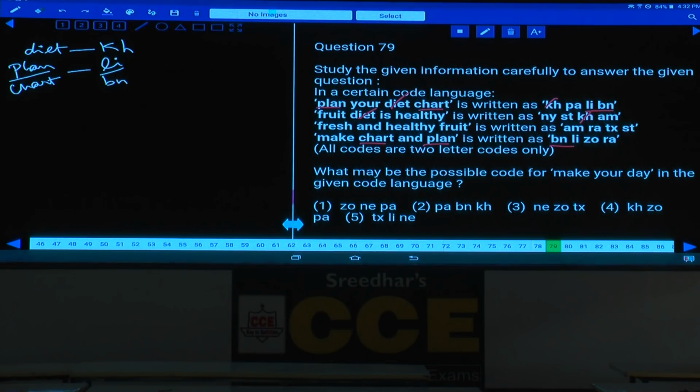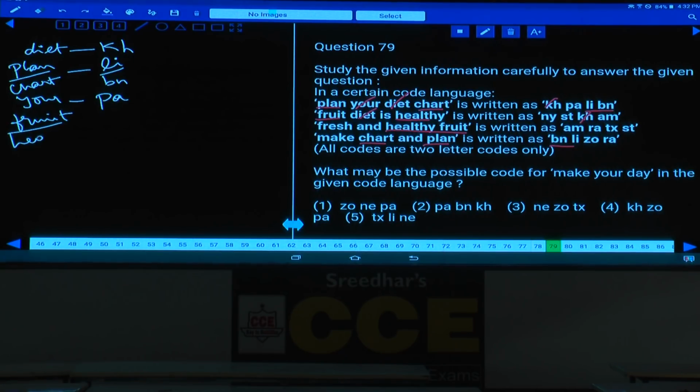Then what is left over here in the first one? Your is left over. And the code left over here is PA. The code to the word your is PA. Done with this? Then compare the second and the third. Fruit and healthy are the two words which are common between these two.